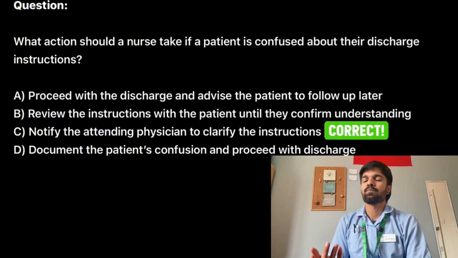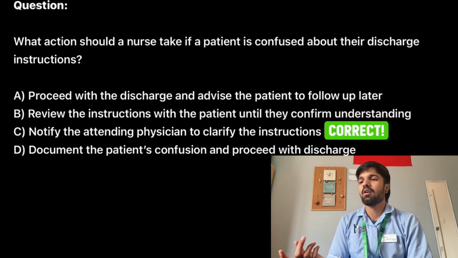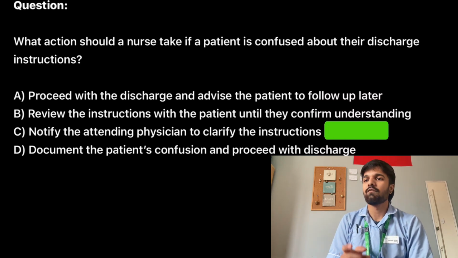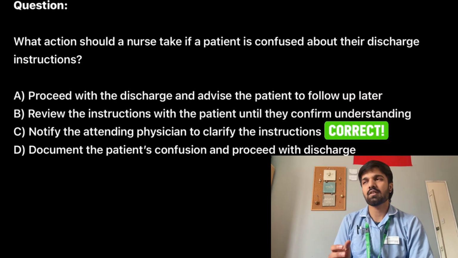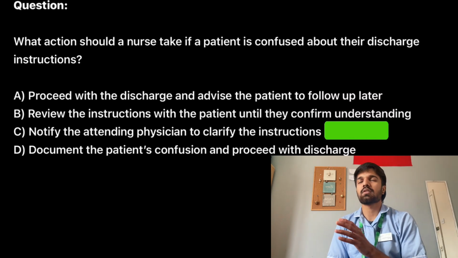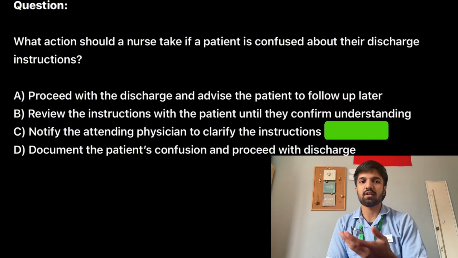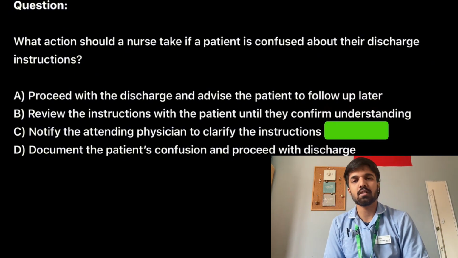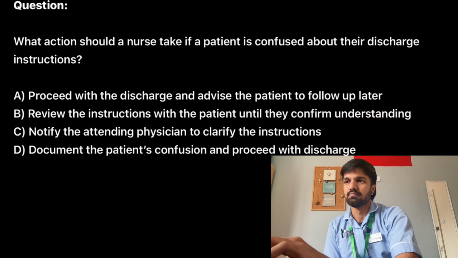Option D. But we need to see option D. Why is option D not right? Option D. Document the patient's confusion and proceed with discharge. So it is saying, okay, the patient has some confusion, document it and do the discharge. No, nowhere does it say to do that. It says to inform the attending physician to clear their doubt.